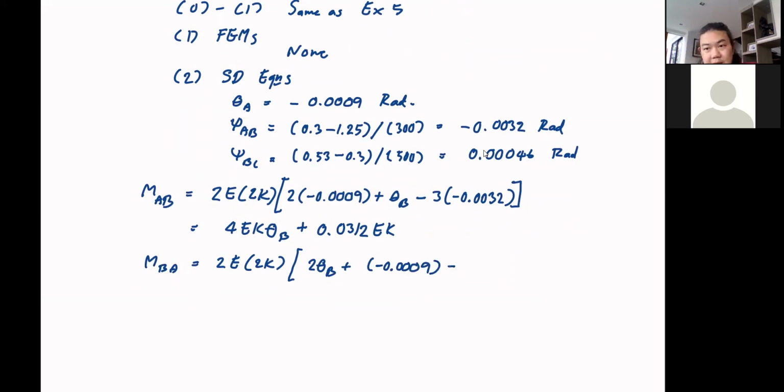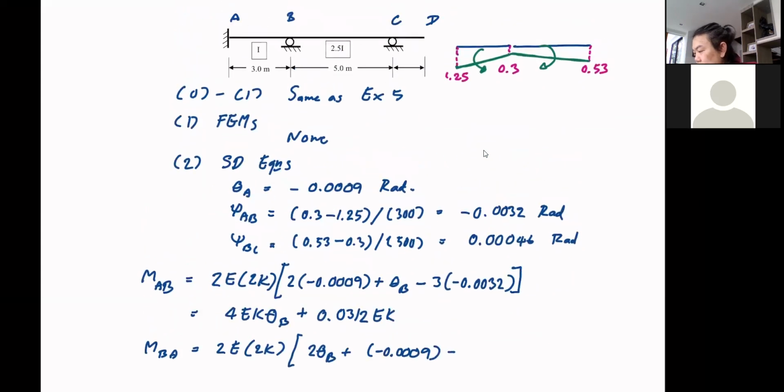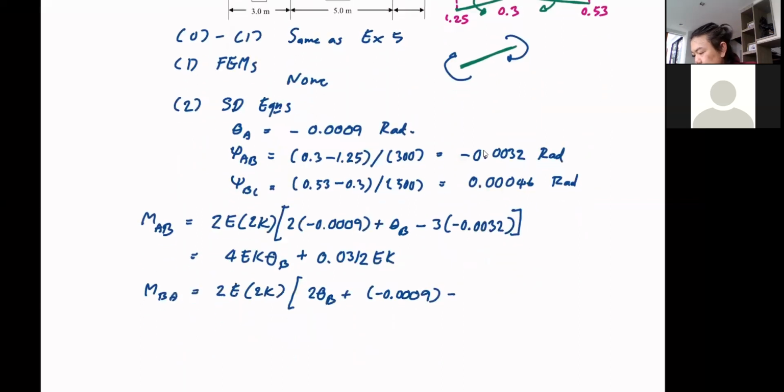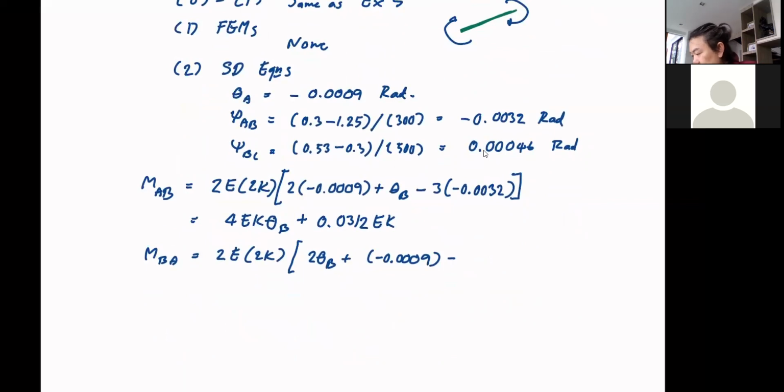So these two terms, they are the same because when your member rotates like this, the moment that will resist, draw it separately. If your member does this, the moment that will help resist this joint displacement, which caused your member to rotate, they should go in the same direction, right? So that's why they're the same.